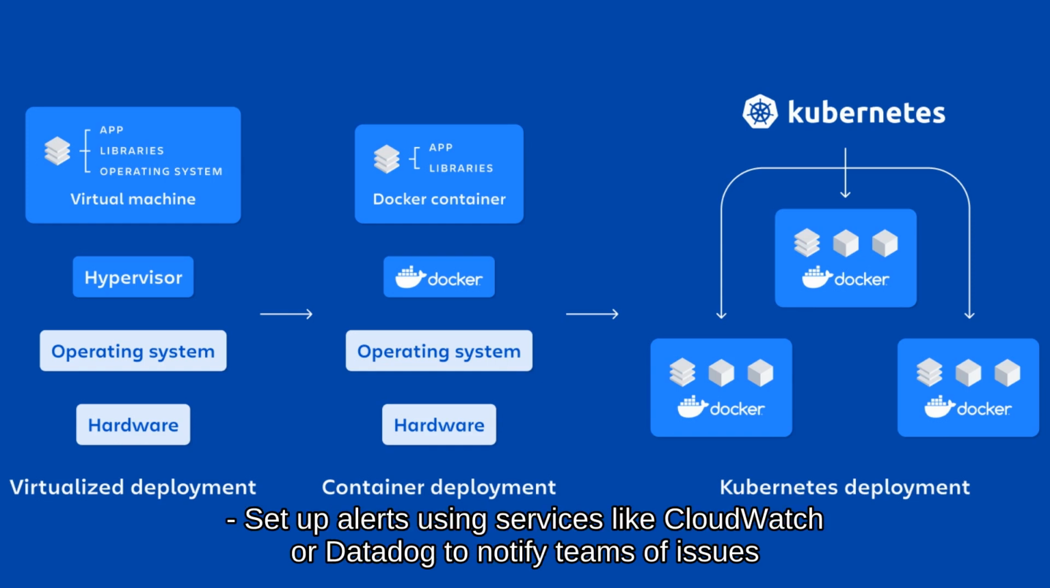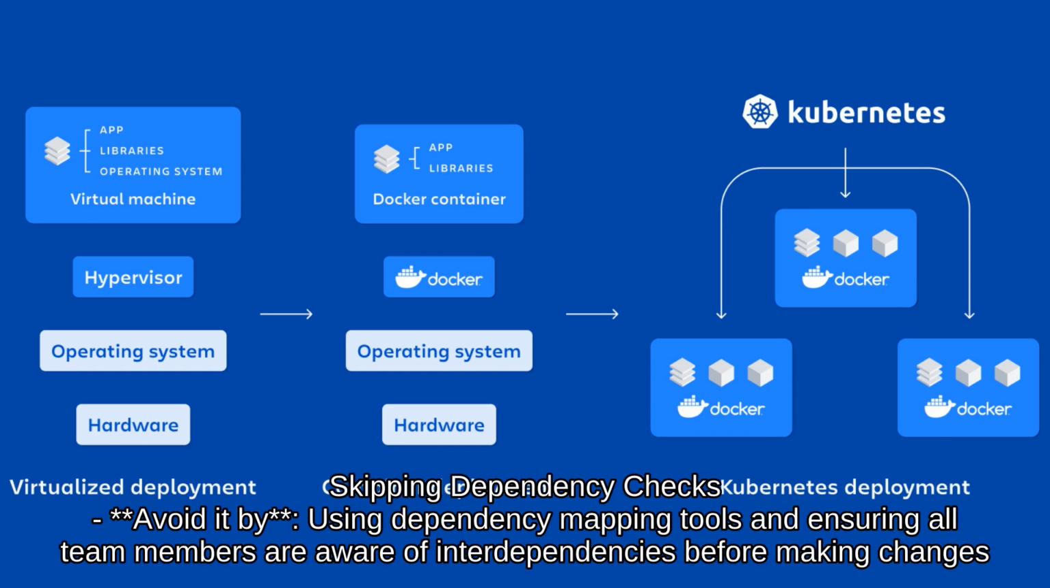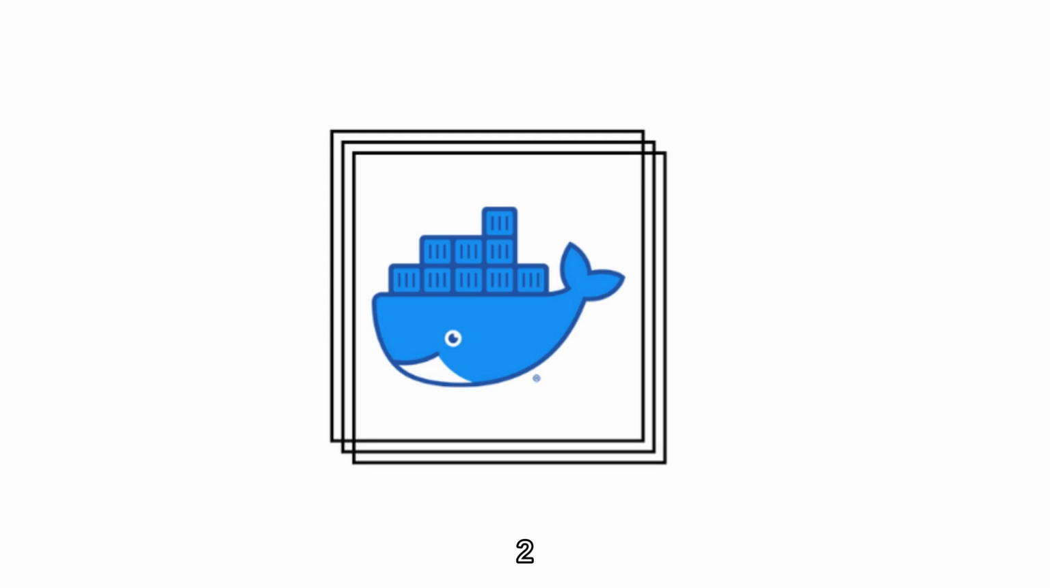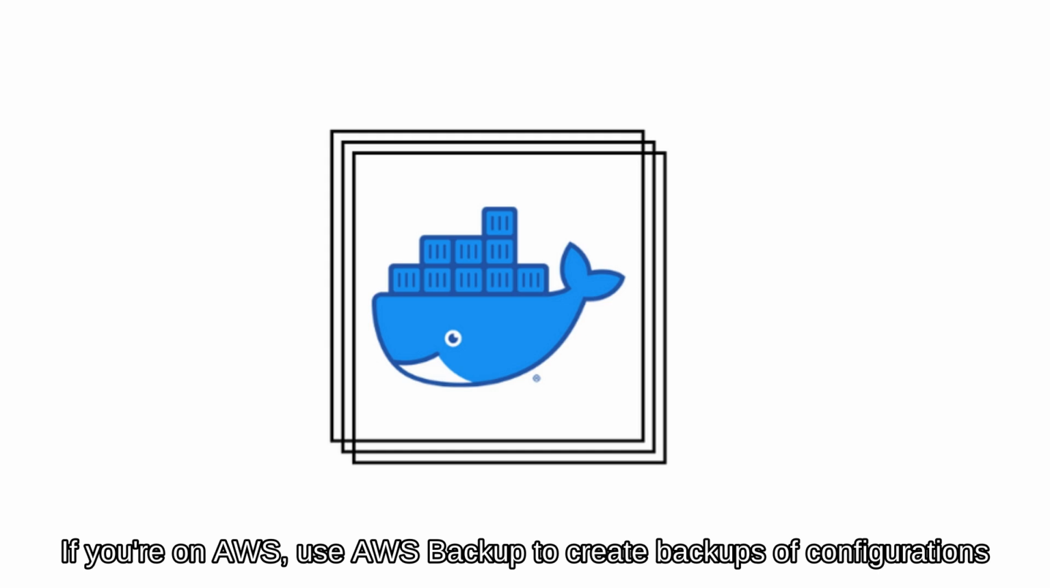Common mistakes. 1. Skipping dependency checks. Avoid it by using dependency mapping tools and ensuring all team members are aware of interdependencies before making changes. 2. Not backing up configurations. Avoid it by always using version control. If you're on AWS, use AWS Backup to create backups of configurations.